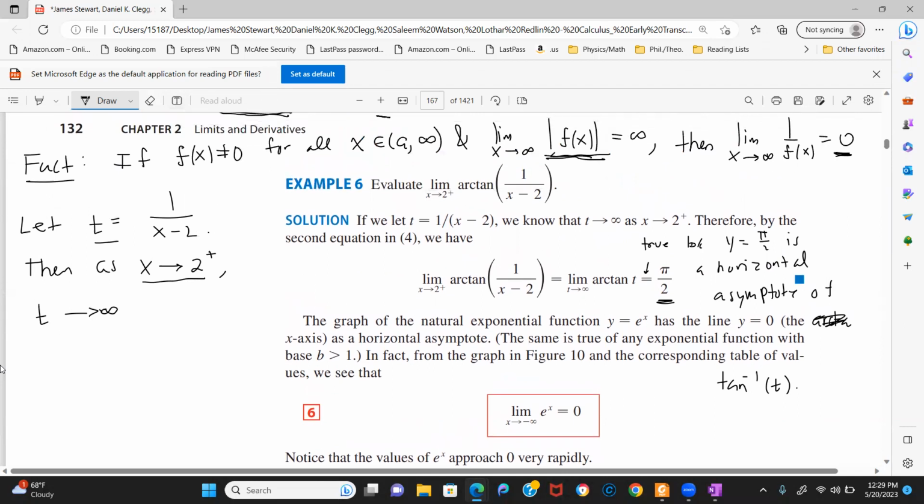Yes, so the variable substitution is: let t be 1 over x minus 2, which is the thing inside the arctan. Then you note that as x approaches 2 from the right, t goes off to infinity, because of how we defined t. So the original limit is equivalent to this one: the limit as x goes to 2 from the right of arctan of this mess is the same as the limit as t goes to infinity of arctan of t. And this equality is true because pi over 2 is a horizontal asymptote of arctan, and pi over 2 is a vertical asymptote of tangent.